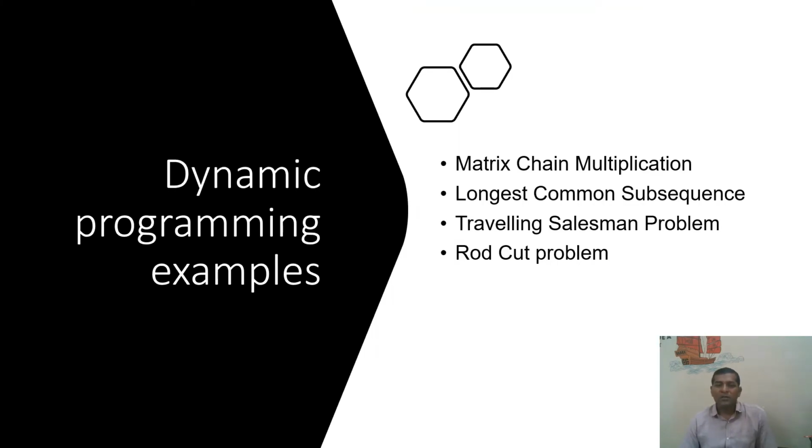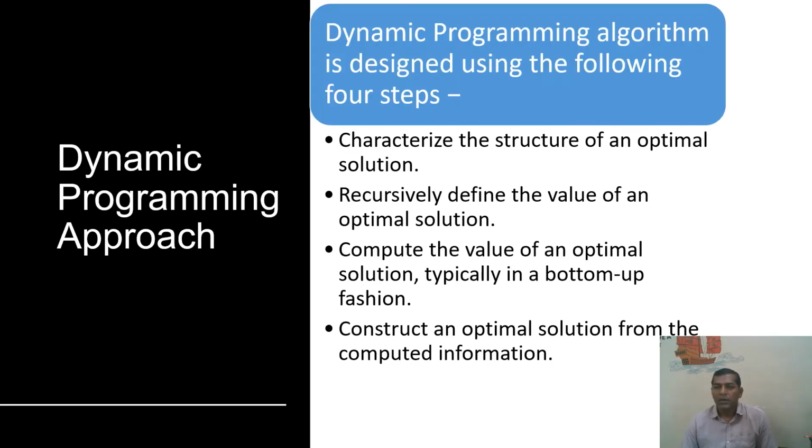These are some examples of problems which can be solved using the dynamic programming method. A few of those are matrix chain multiplication, longest common subsequence, traveling salesman problem, and rod cutting problem. We have studied different problem solving methods, but this problem solving method has its own unique problem solving technique.